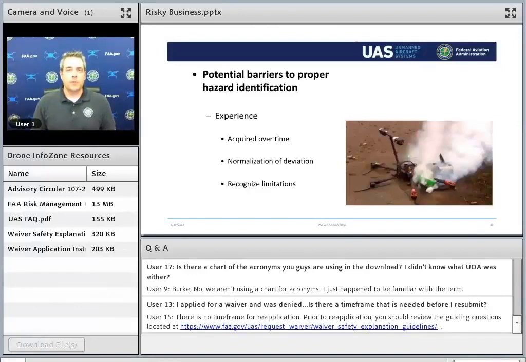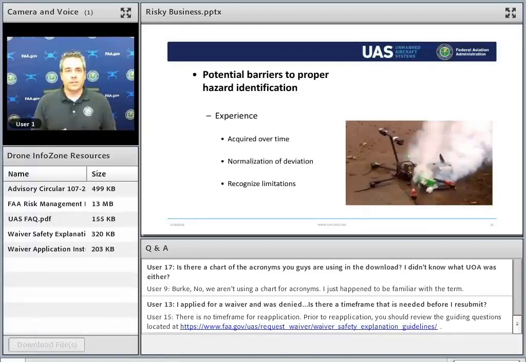And there's a saying out there about experience, that experience can be the worst teacher because it gives you the test first and then it provides the lesson. We don't really want to try to operate that way. So we want to do and earn our experience in the most safe manner possible.